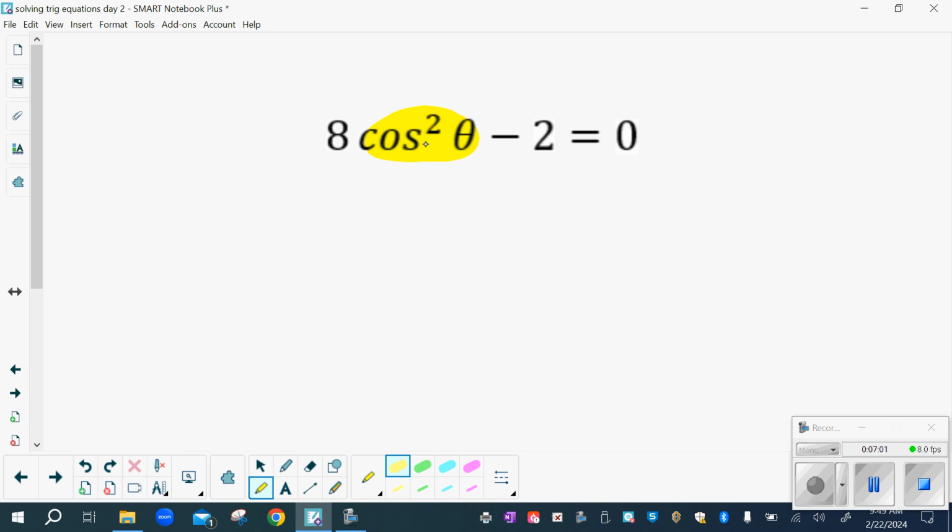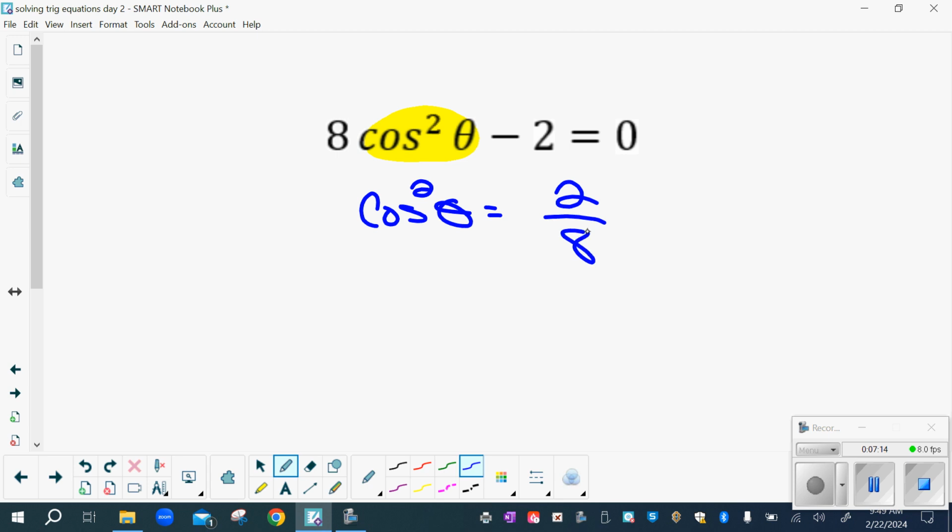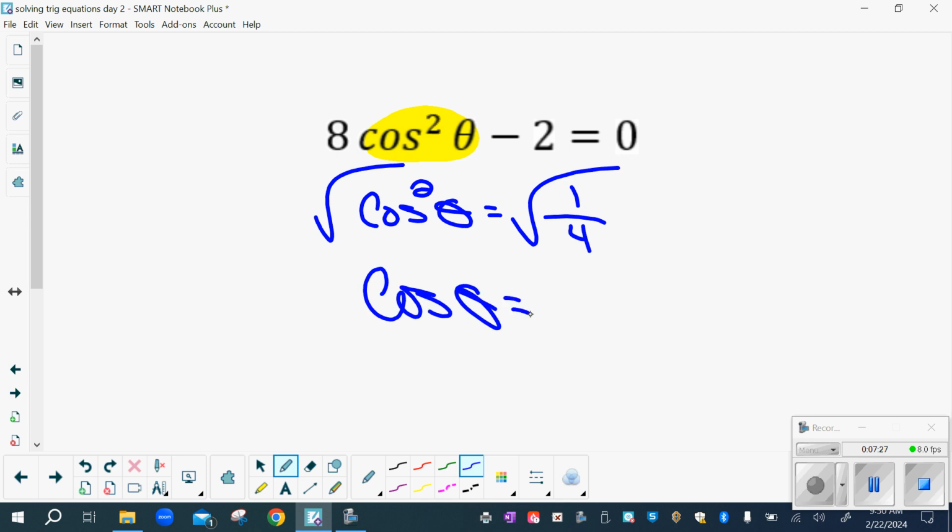So here's what I got. Cosine 2 theta equals 2/8. Are we good to there? Yeah? I am going to reduce that because I don't want to square root big numbers because I'm lazy. Square root. Cosine theta equals, the square root of 1 is 1 and the square root of 4 is 2.